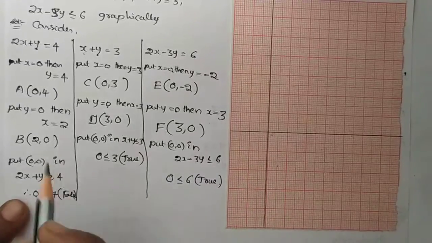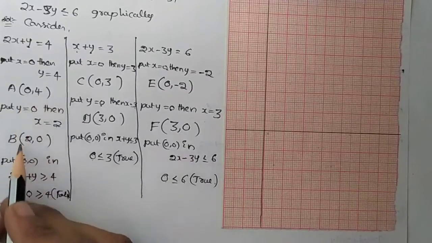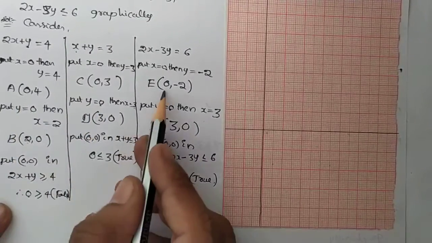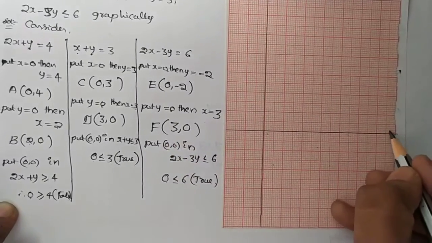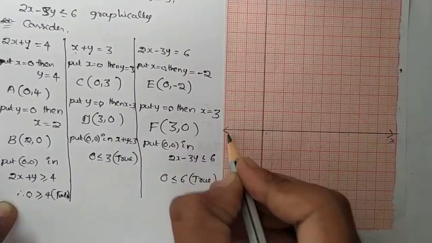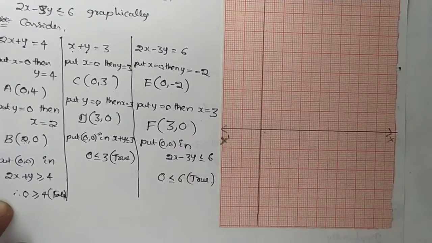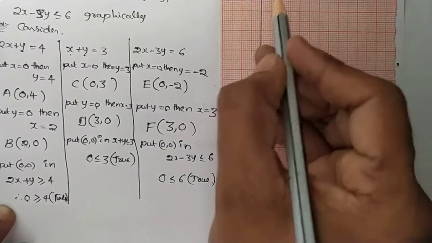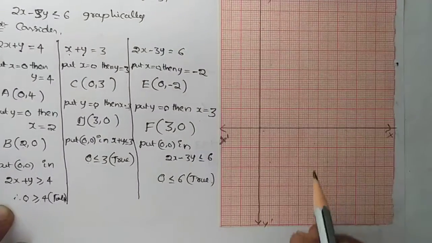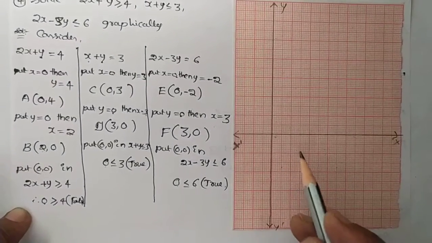See, x maximum value we have 4, 0, x maximum value 0, 2, 0, 3, 0, 3. So maximum will be 3 only, right? Let us take the values on x-axis. Drawing the graph, I think already you learned in your lower classes. It is negative axis, it is positive axis. I don't have the space, so I am drawing this graph like this.